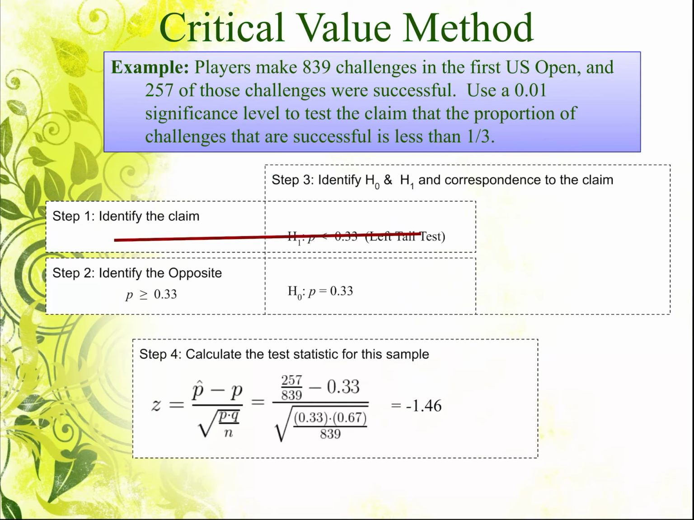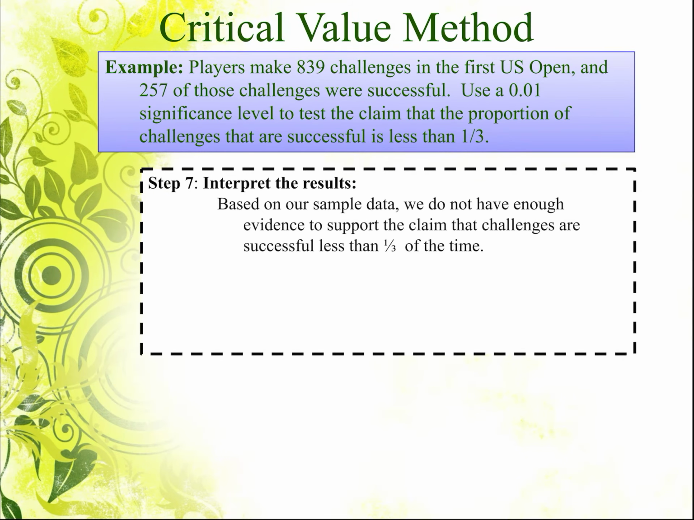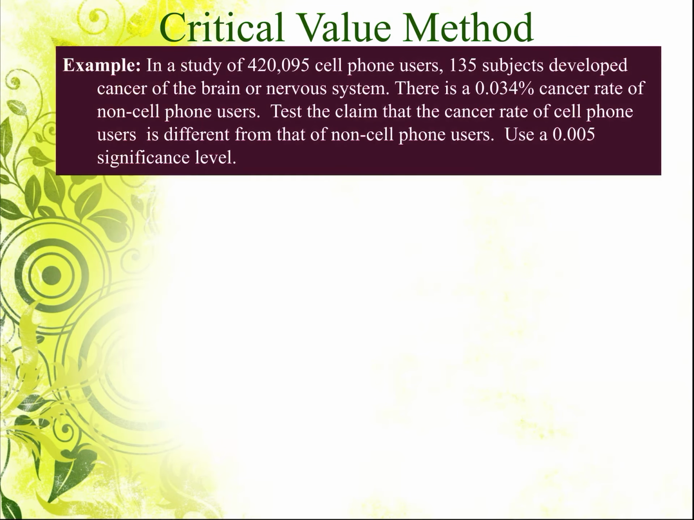Okay, let's interpret that. If we fail to reject the null hypothesis, then we can support the null hypothesis of H naught being P is equal to 0.33, or greater than or equal to 0.33. That means that we do not have enough evidence to support the claim that challenges are successful less than 1/3 of the time. That was the original claim.